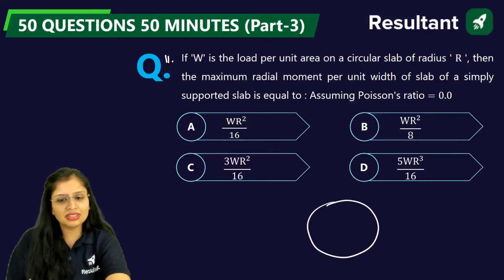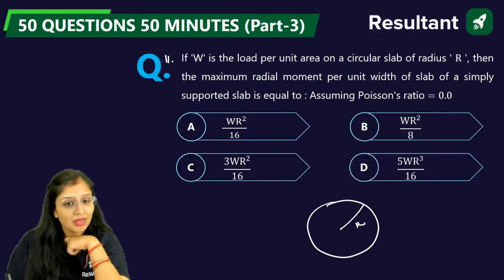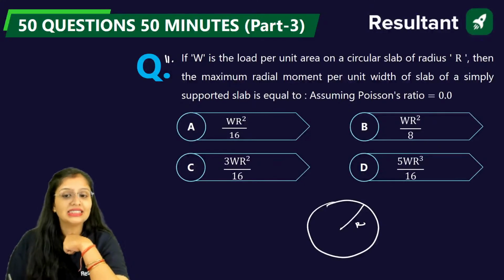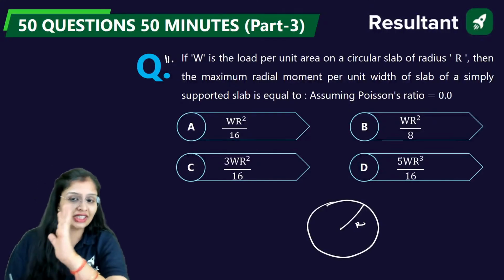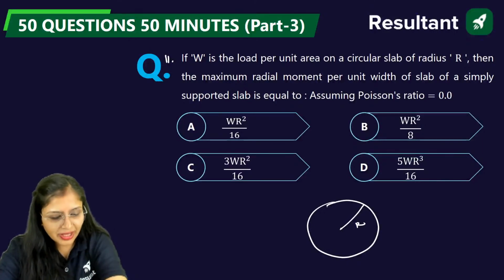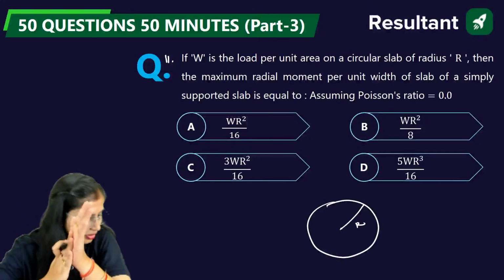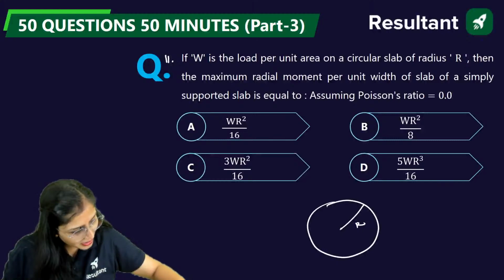Okay. Question number 11. Now a circular slab is there whose radius is R. Maximum radial moment per unit width of a simply supported slab is equal to, you are assuming Poisson's ratio as 0. Come on, I'm waiting now. So guys, good questions at least. If I'm waiting for some answers, that means they're good questions. Radial moment at center.